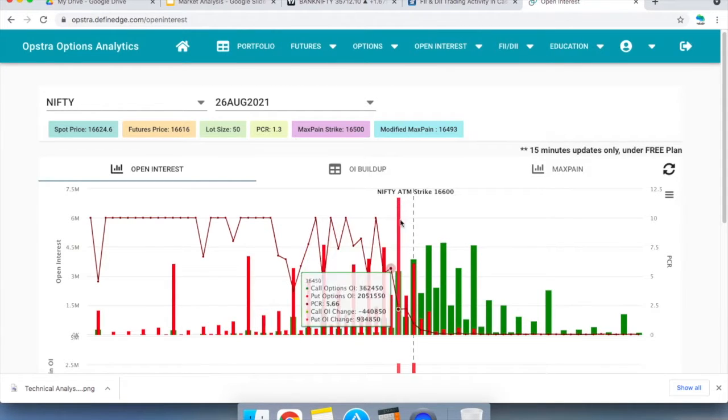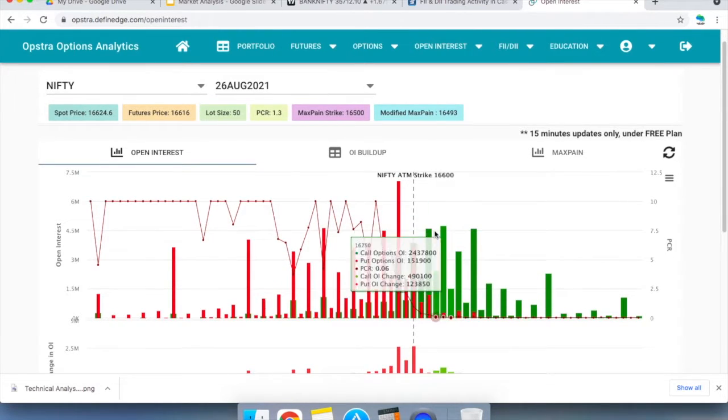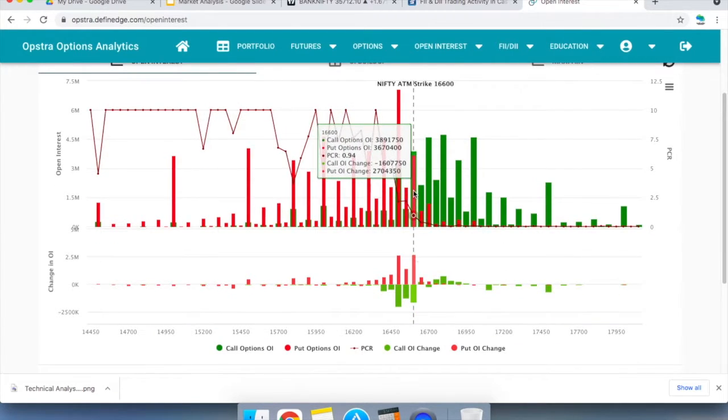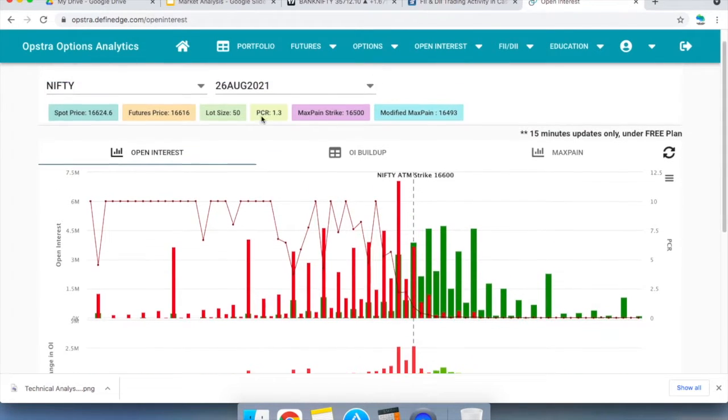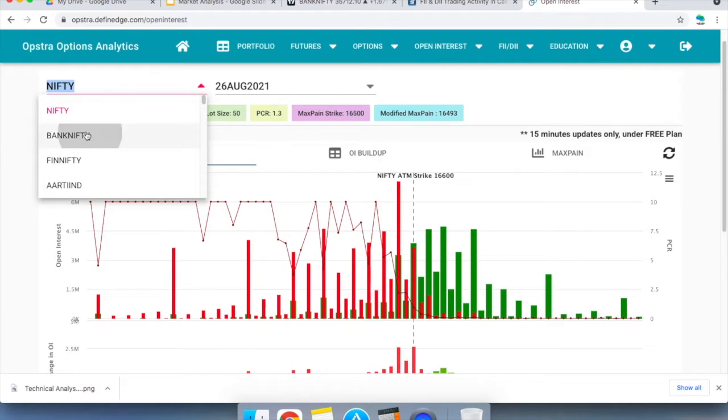So 16,500 is the highest. There are huge puts happening right here. And 16800 and 700 also have resistances, and you can see that 16600 also has a lot of build-up, so whether it will settle at 600 or 500 is something that we have to see tomorrow, right? Put call ratio has jumped up to 1.3, which is bullish.